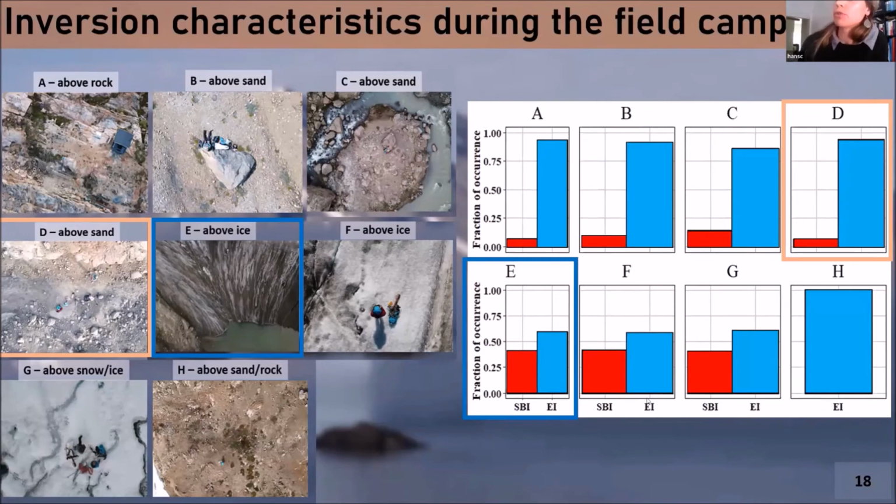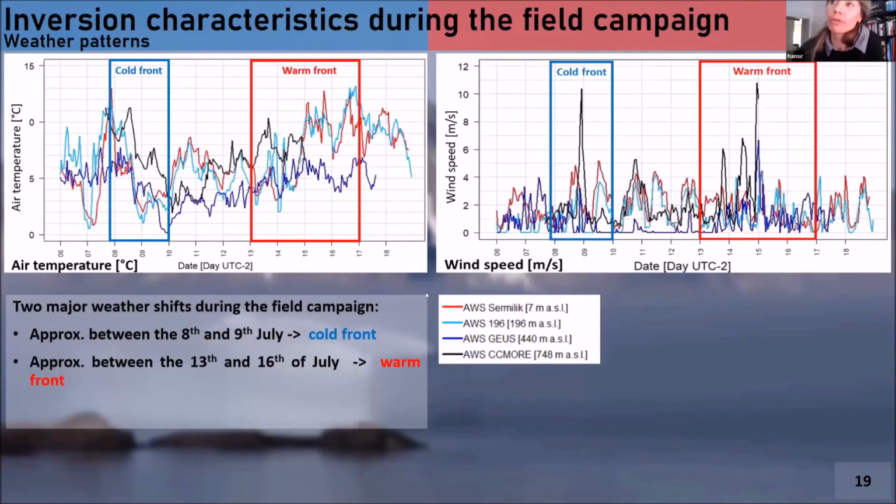Okay, then let's move to the weather shifts. We were quite lucky because we observed two major weather shifts during the field campaign. One cold front, where you can see the drop in temperature, and one warm front, where you can see the rise in temperature. And also the wind speed is picking up during the fronts, especially at the higher elevations.